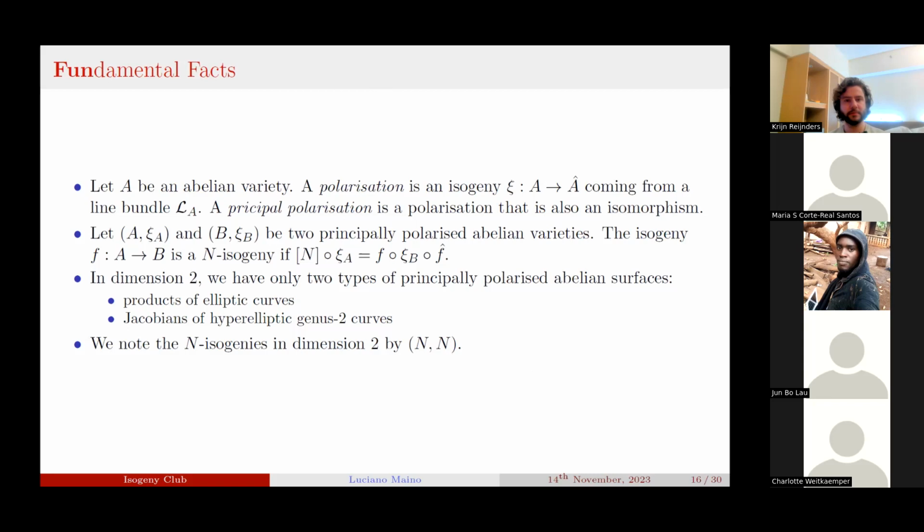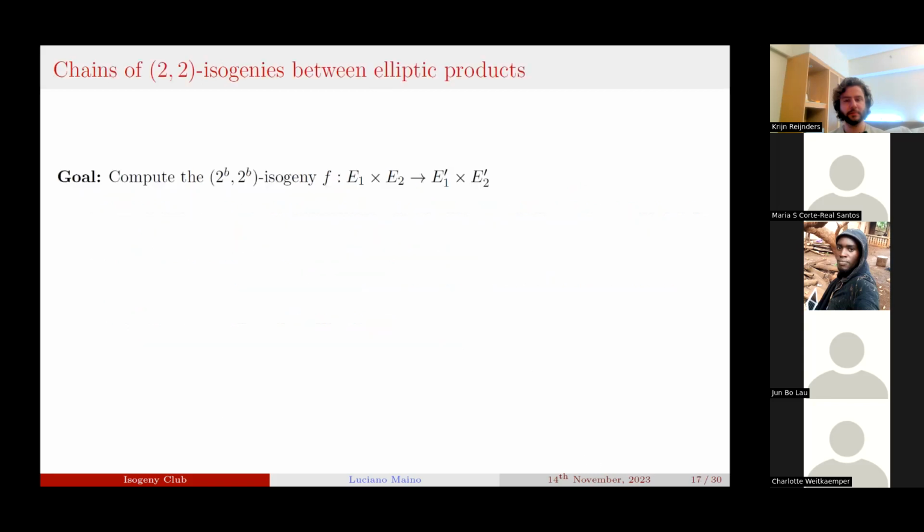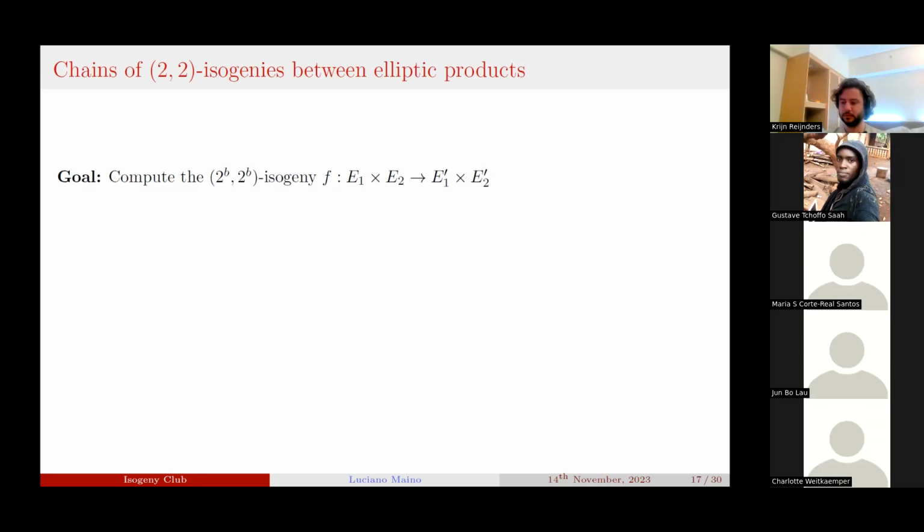Okay, so now let's move on to the goal of the second part of the talk. We want to compute chains of two isogenies between elliptic products. So our goal is to compute a 2^b isogeny F, originating from an elliptic product E1 cross E2, mapping onto E1 prime cross E2 prime. As in the one-dimensional case, of course, we can compute F as a chain of two isogenies. This chain is given by F1 composed with F2 till Fn. In this case, that's Fb. Again, that's a typo.